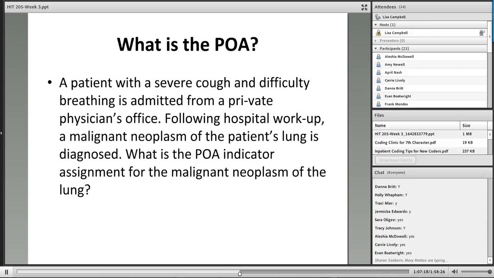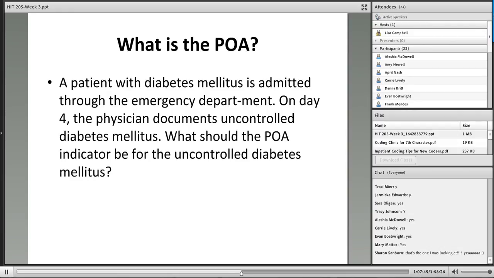You are correct. There is actually a guideline that states assign yes for conditions diagnosed during the admission that were clearly present but not diagnosed until after the admission. The neoplasm didn't just show up while she was in the hospital. The cough and the difficulty breathing was because she had it. Yes. Okay, next up.